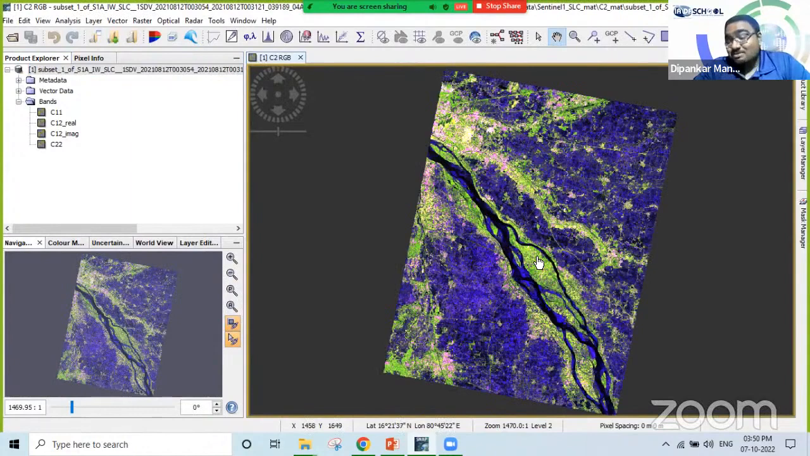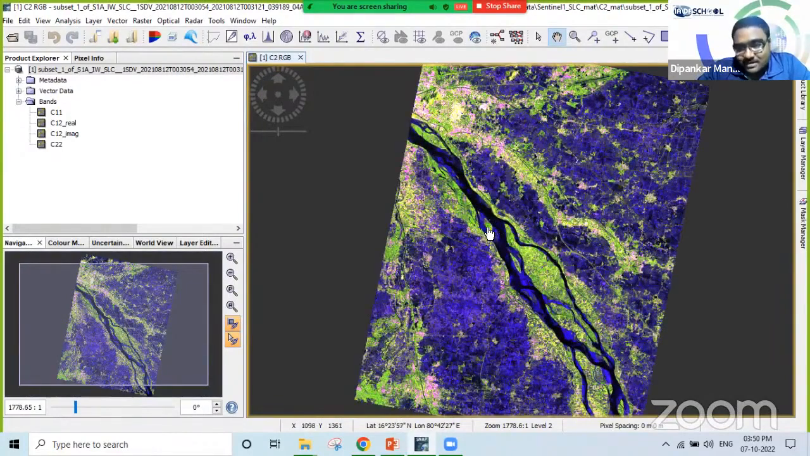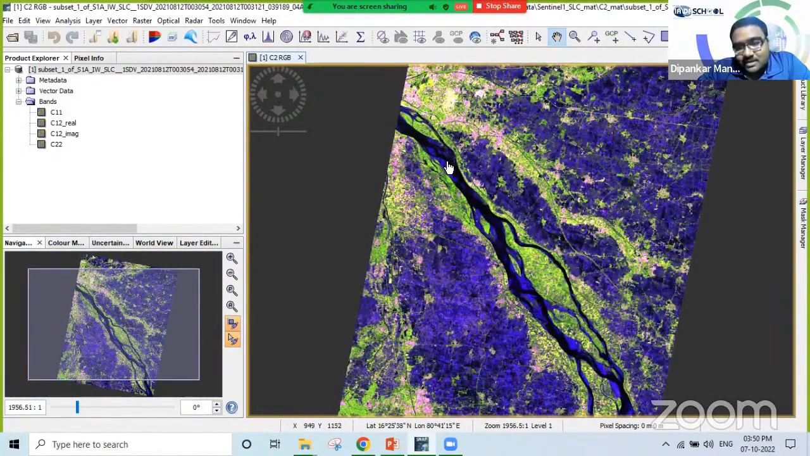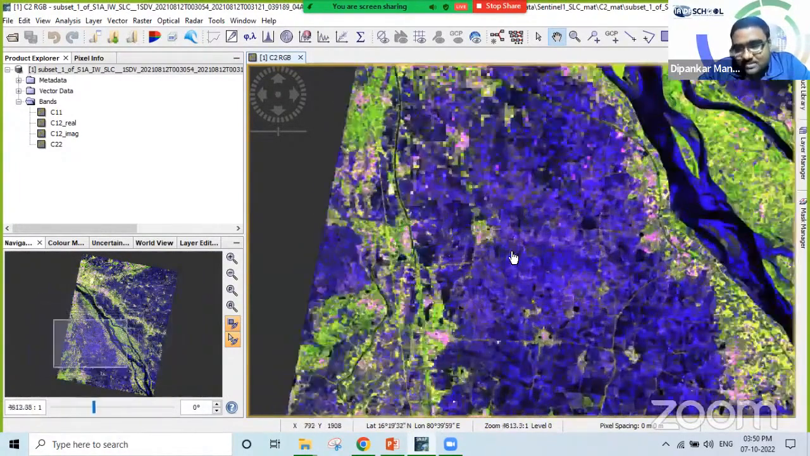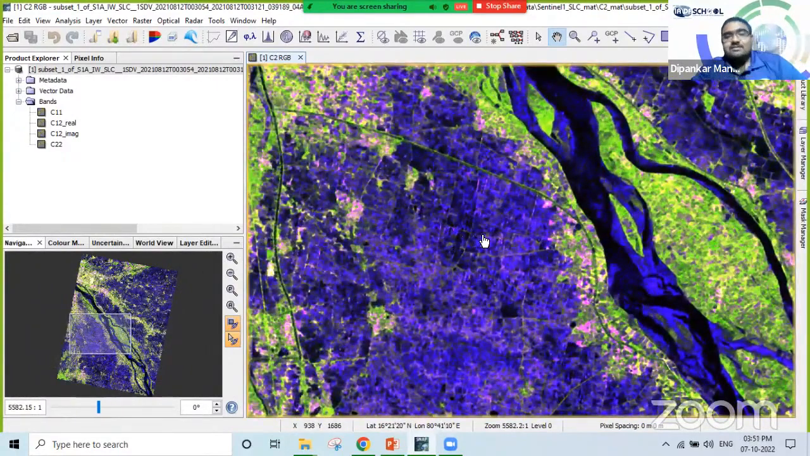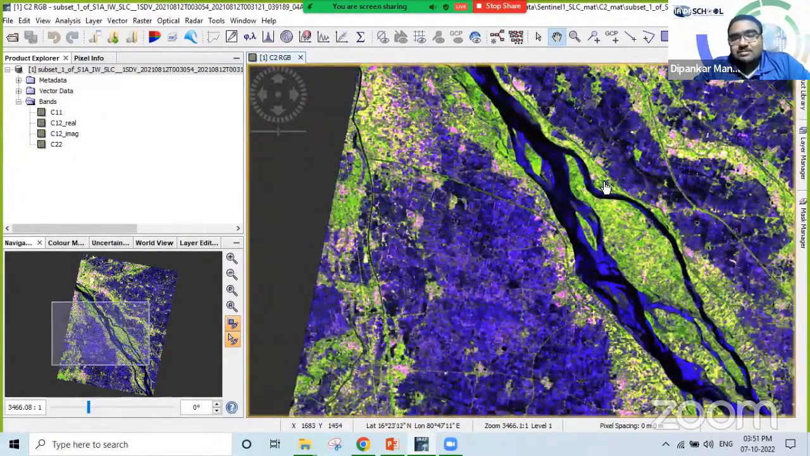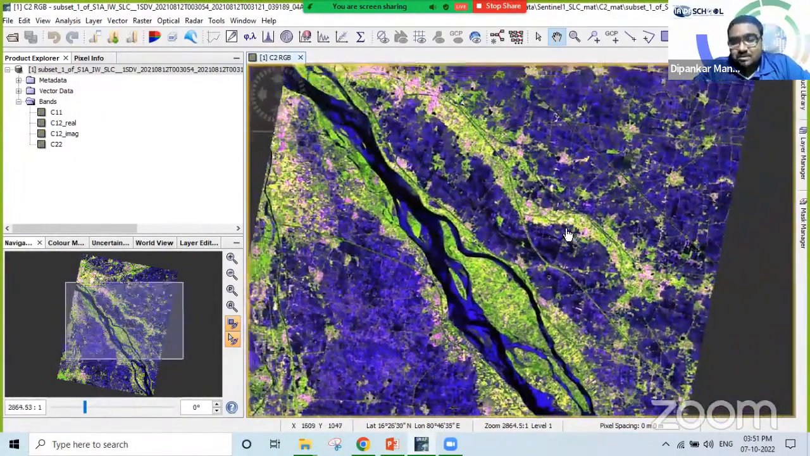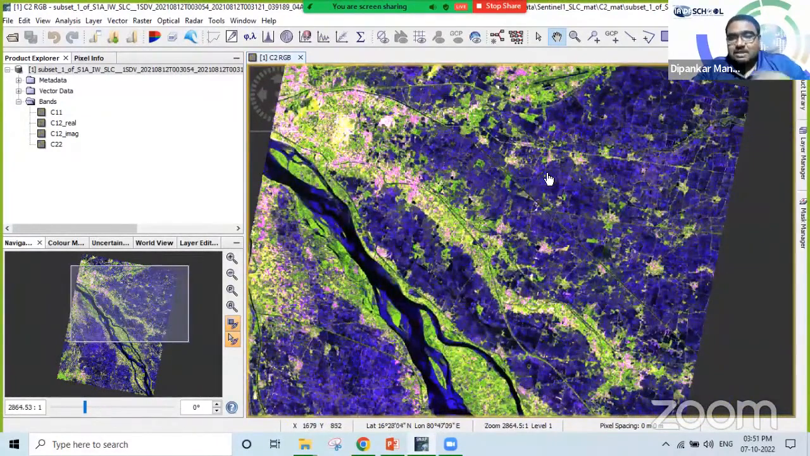Now you can see this is your first color image to visualize the targets. In this color image, you can easily identify different targets like the river body and different crop fields. As you zoom into the picture, you can see different crop fields are visible very nicely, as well as the road network and other features. This is only for visualization, but for analysis purposes, we'll utilize different aspects of SNAP in grayscale images.